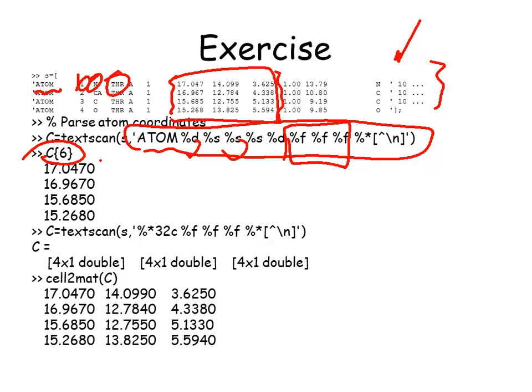So you will get C6 will be that, C7 will be the Y coordinates, and C8 will be the Z coordinates.